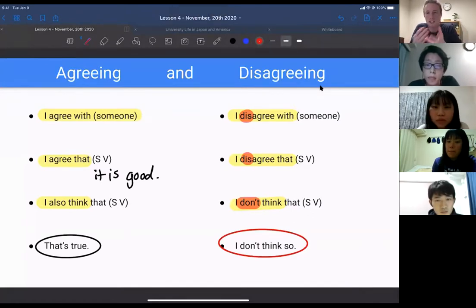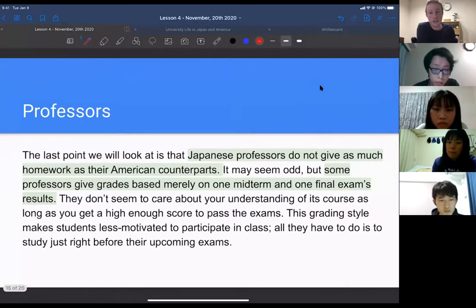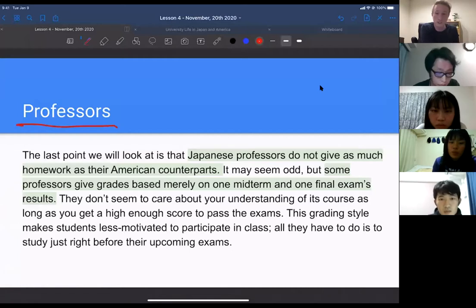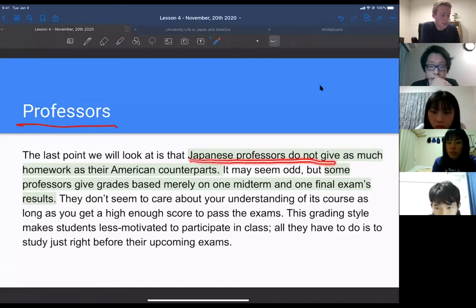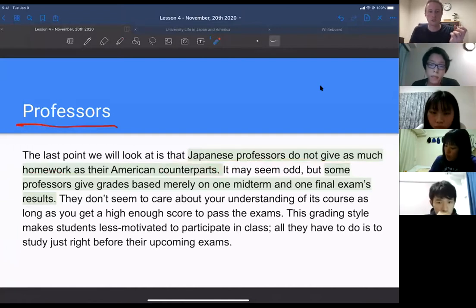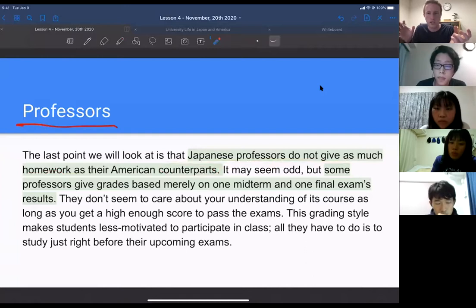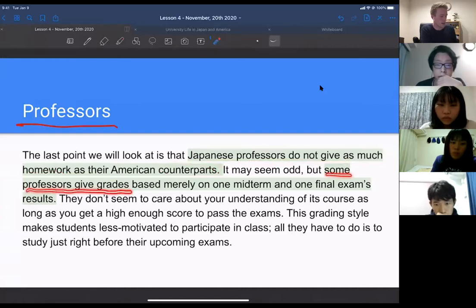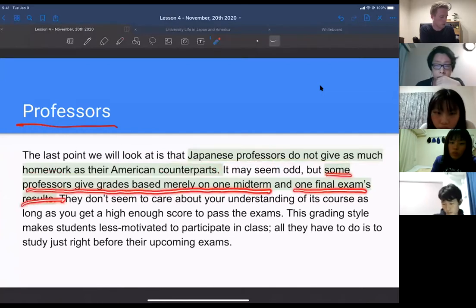So we are going to try to talk about Aya's opinion and if we think the same thing. Here is her opinion. She had a very strong opinion about professors. She said, "Japanese professors do not give as much homework as their American counterparts." Counterparts here is American professors. So Japanese professors do not give as much homework as American professors because some professors give grades based merely on one midterm and one final exam's results.